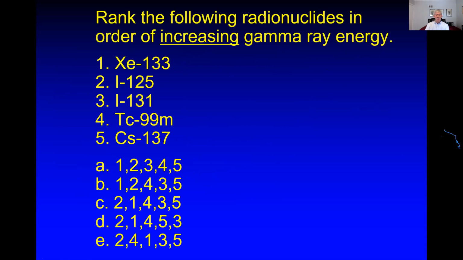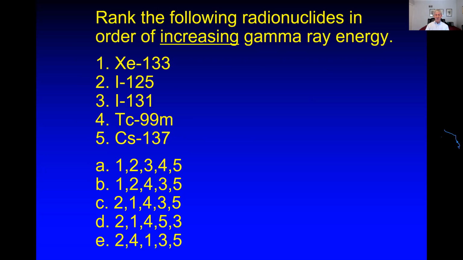Let's rank the following nuclides in order of increasing gamma ray energy. This is a question off of an old exam. So let's see if we can name some of these energies. How about xenon? 80 keV, I-125, 28. All right, let's even assume you don't know the numbers. I would accept as an answer very low energy. The answers are 28 and 35 keV, but they're very low. So that will be the lowest of all.